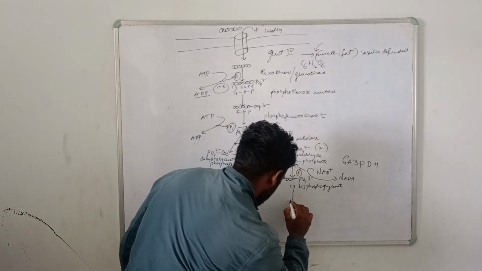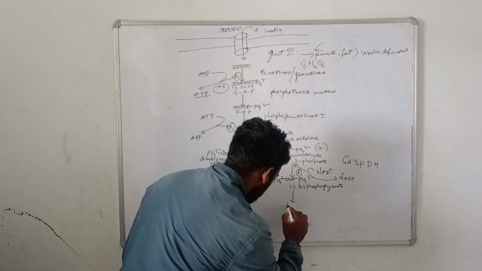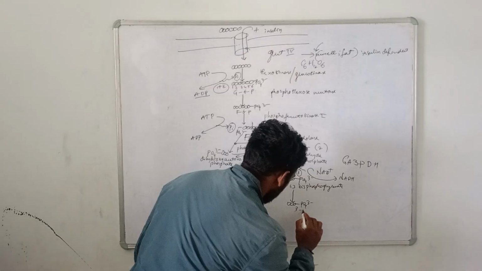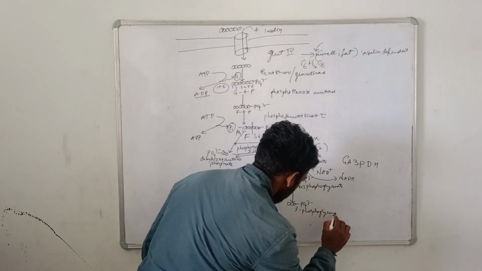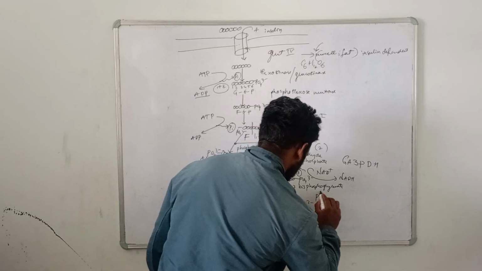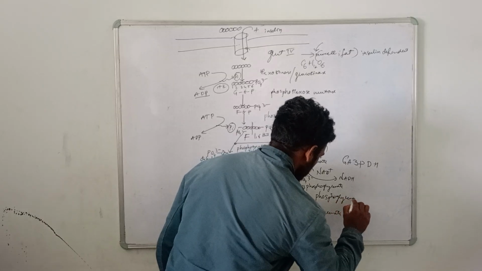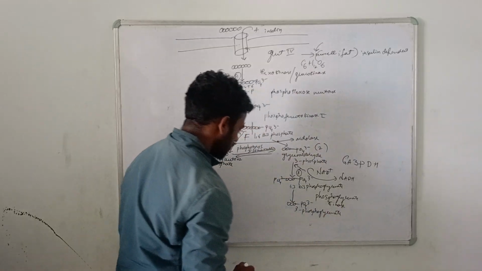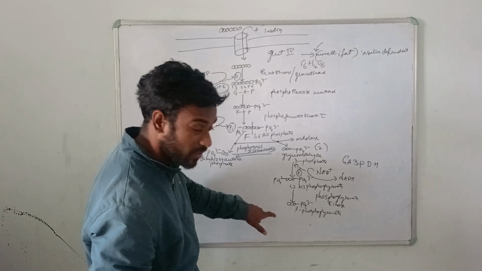In this next step, what happens? This phosphate will be ejected out from the first carbon. It just becomes 3-phosphoglycerate. The enzyme that helps here is phosphoglycerate kinase. Sorry. In this step, see, where do you think that this phosphate has gone?